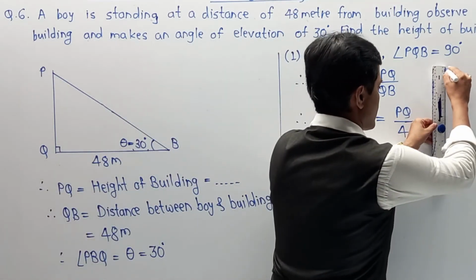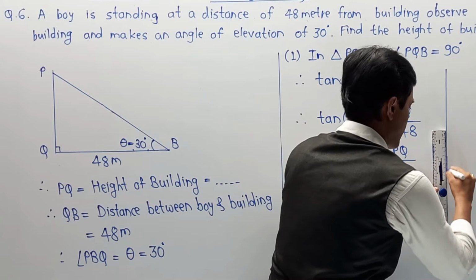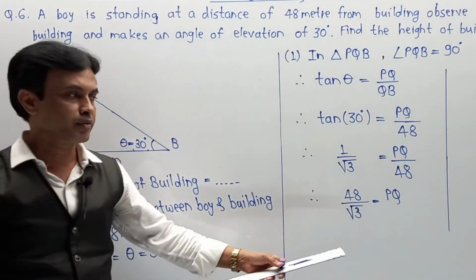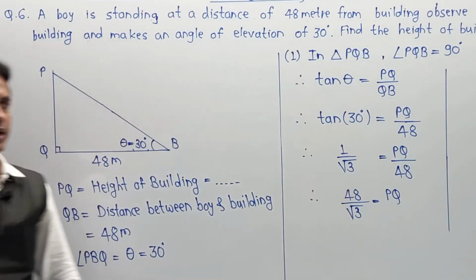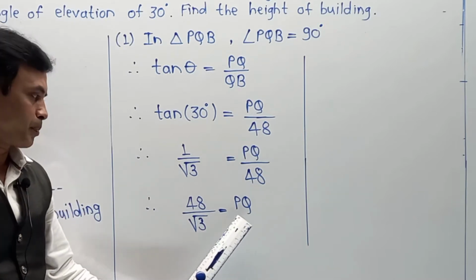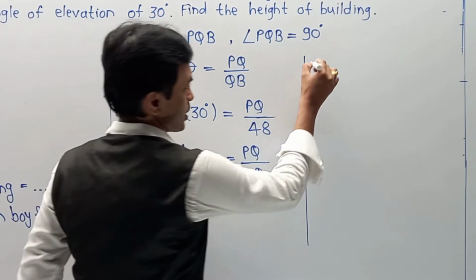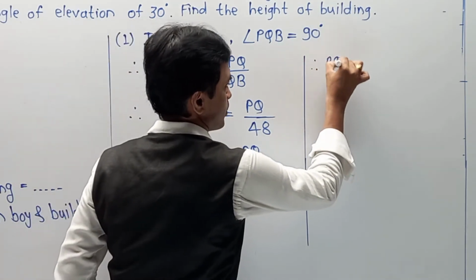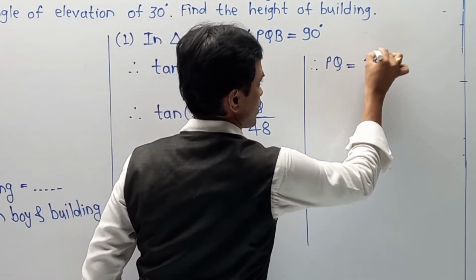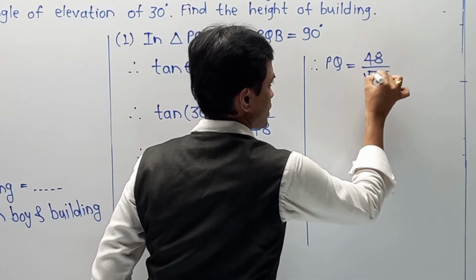Now we have to do this calculation and reach the final part, the rest of the calculation that I am going to do over here, so please pay attention. Here we have to simplify this logic up to this part. Therefore PQ is equal to 48 upon root 3.